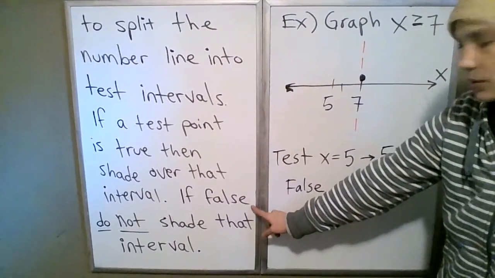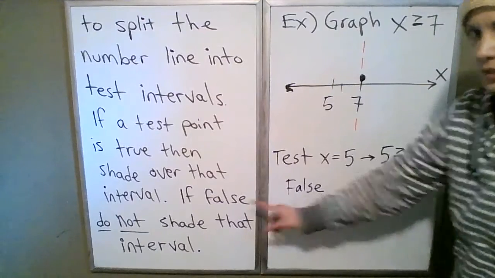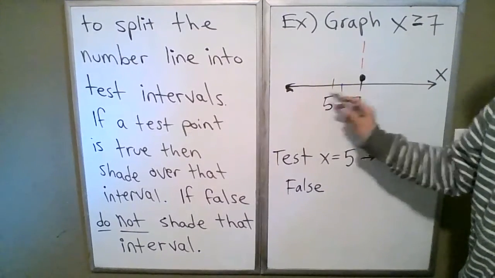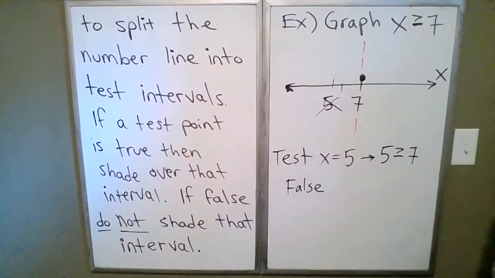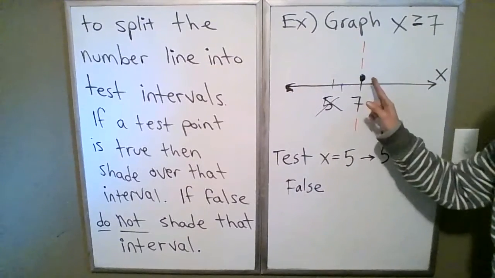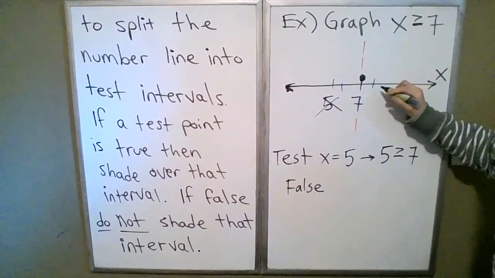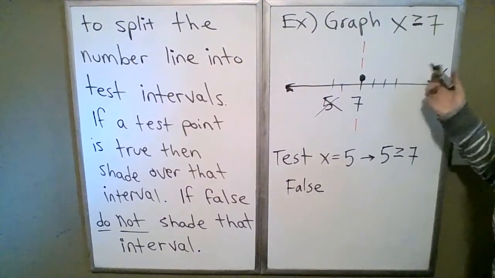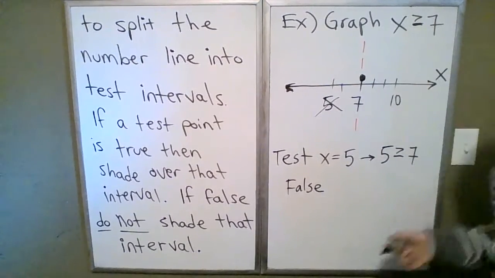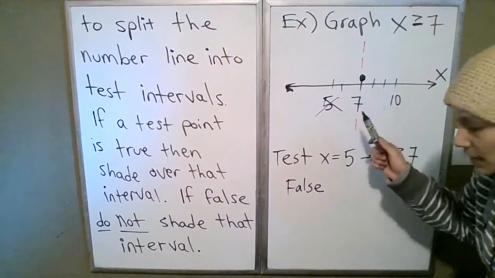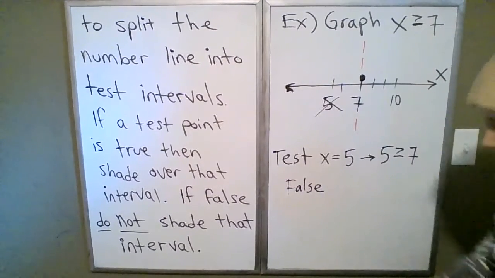Okay, if it's false, don't shade over that. It's not a solution. And this is not part of the solution section. We're going to see if the other side is test a number greater than 7. I'm going to pick 10. Any number you want, just not including 7, somewhere over towards positive infinity.